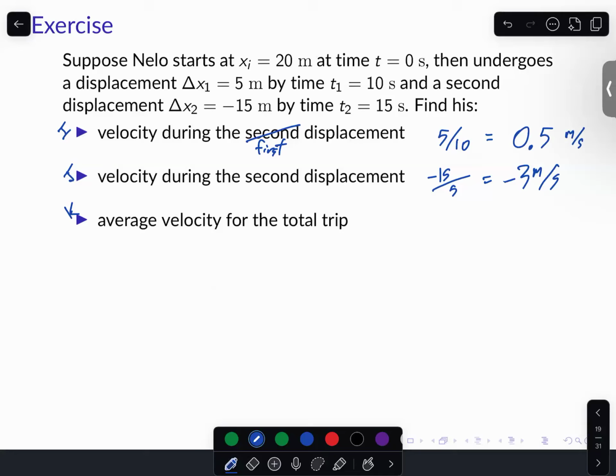Speed, your speedometer in your car measures speed, and nobody ever observes the speed of negative numbers. I didn't say velocity is never negative. Speed is never negative. Good question.